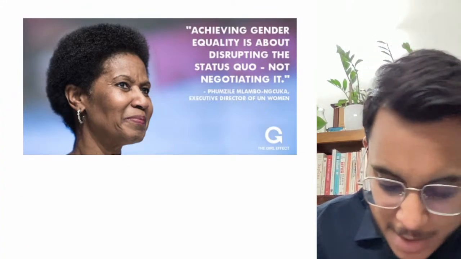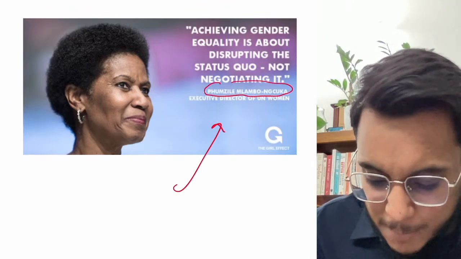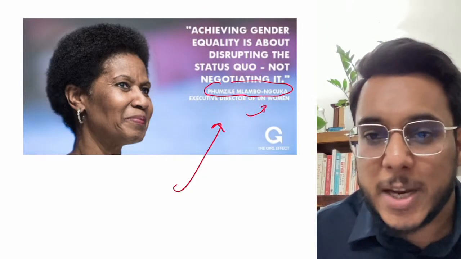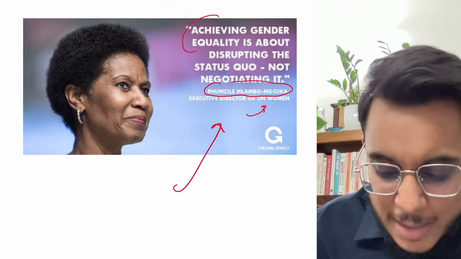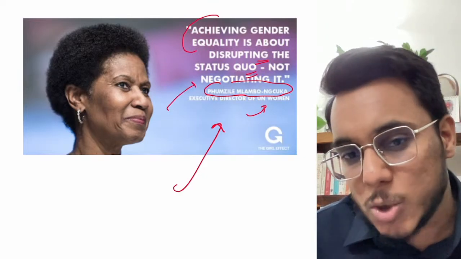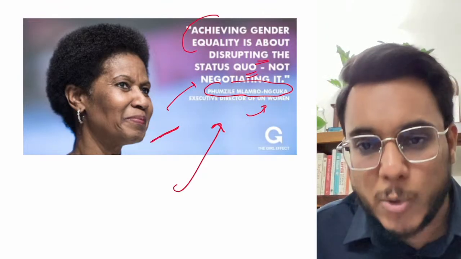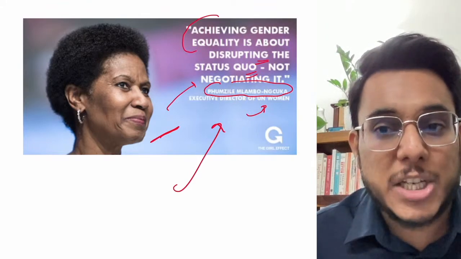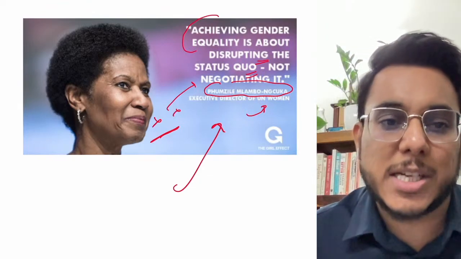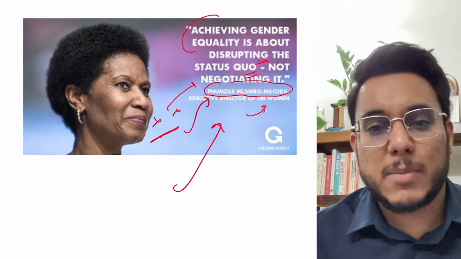So today in the class we'll be starting with the GS quotation taken from Phumzile Mlambo. Mlambo has been the executive director of UN Women, and she has talked about gender equality. She says that achieving gender equality is about disrupting the status quo, not negotiating it. So guys, what is a status quo? Status quo means a default condition or default state. Whatever condition is existing today, that is the status quo. So if we want to achieve gender equality, we need to disturb, disrupt, and altogether demolish the existing status quo. We don't necessarily need to negotiate it. That is the idea given by Mlambo.